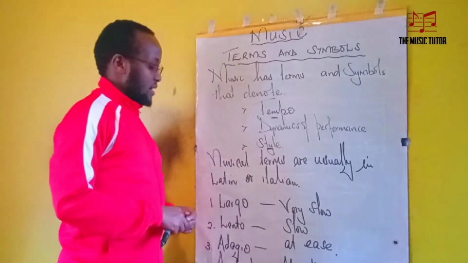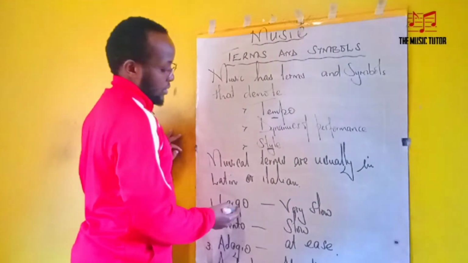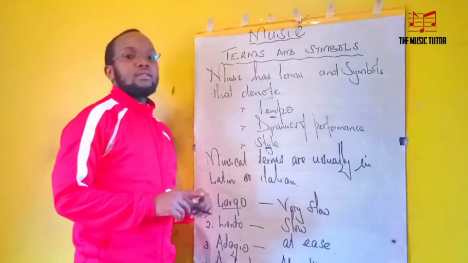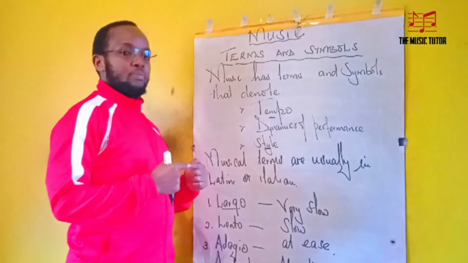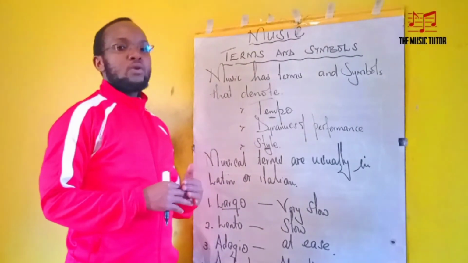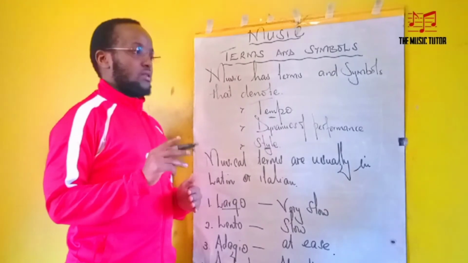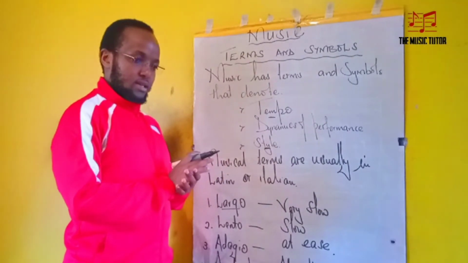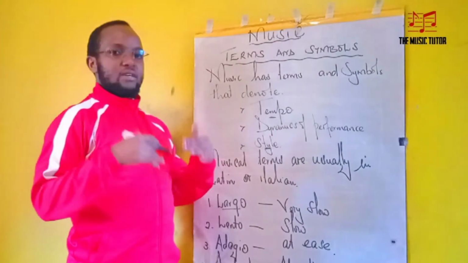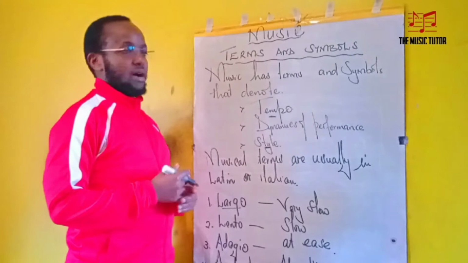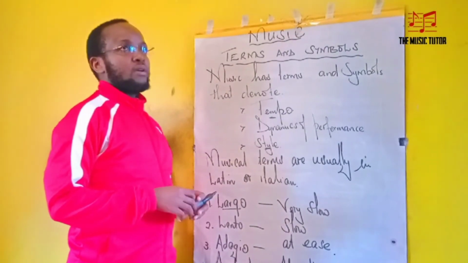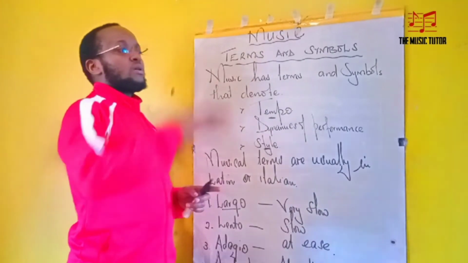I'll give you an example and then we shall look at other terms. For example, you have a term like largo. Largo means very slow, at a very slow pace. We usually compare the largo performance with the mode of walking of a chameleon. Very slow. Perhaps we are performing a music in time 4/4. We may be very slow.